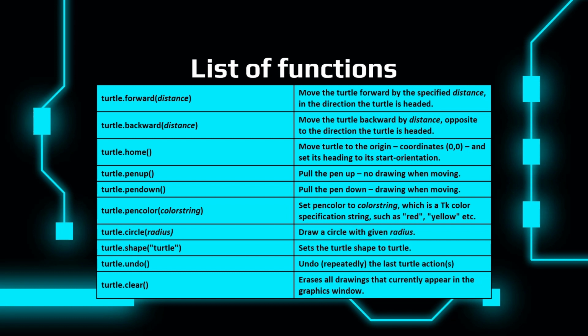Turtle.circle(radius) is when you draw a circle with the given radius. Turtle.shape('turtle') is when you set the turtle shape to turtle. Turtle.undo() undoes repeatedly the last turtle actions. Turtle.clear() erases all drawings that currently appear in the graphics window.